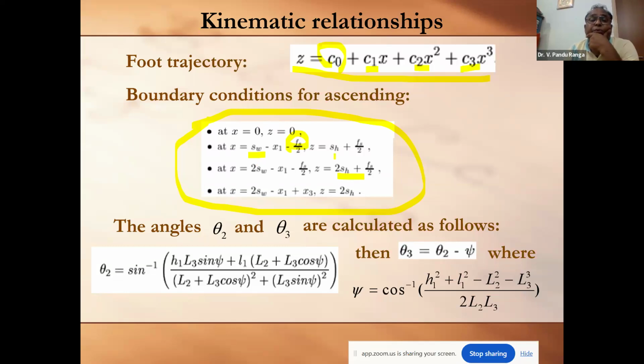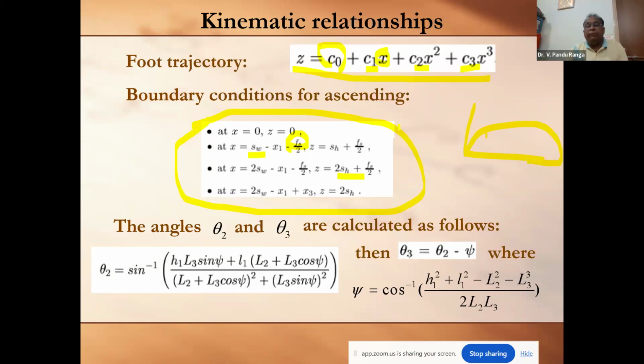So with the help of these four boundary conditions, we will be able to obtain four simultaneous equations, and solving those equations, you will get the values for C0, C1, C2, and C3. Then if you know the location of x from a certain reference point, you will be able to define what your z is, so that you get that cubic polynomial trajectory in x and z.